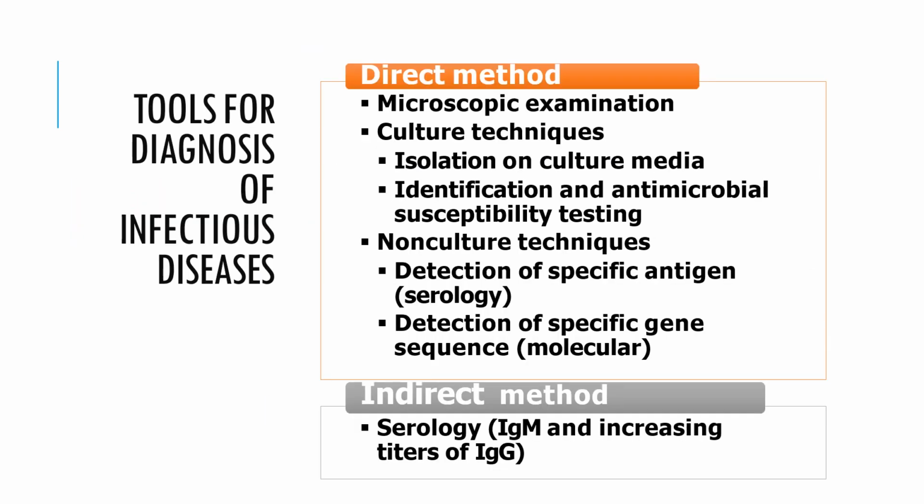Tools for diagnosis of infectious diseases include direct methods like microscopy, then culture techniques, that is isolation on culture media, identification and sensitivity testing, then serology, that is detection of antigen and antibody, and detection of specific genes, that is molecular tests. Then we have indirect methods like serology, IgG and IgM testing.